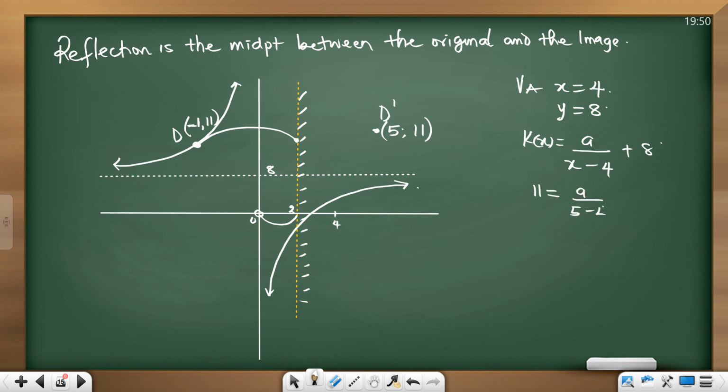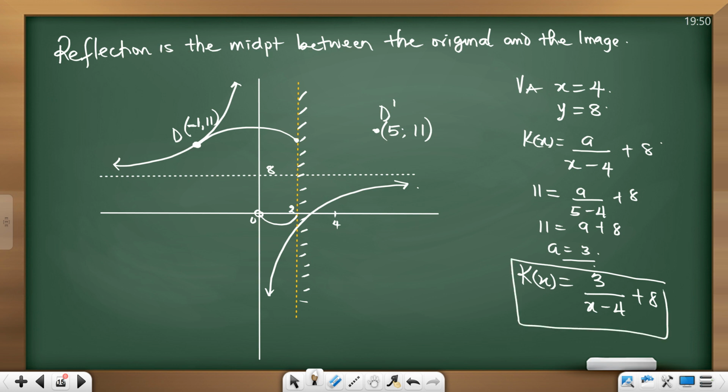X 5 minus what was a before? -3. We have moved it from the left hand side to the right hand side. So the negative becomes what? Positive. So what's our equation? K of x equals to what? A 3 over x minus 4. Please, that is how you reflect. I want to show you how. Today I'm going to teach you how.